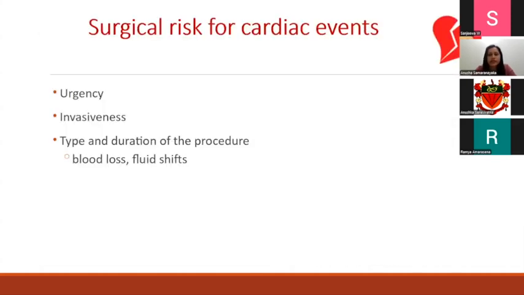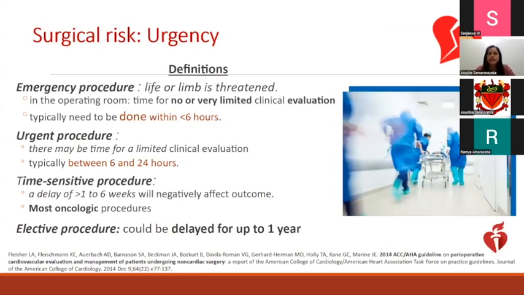And then surgical risk. The surgical risk is dependent on the urgency of surgery, the invasiveness of the surgery, and of course, the type of the surgery as well. Regarding the urgency of surgery, the American Heart Association guidelines give certain definitions. They categorize surgeries into 4 groups depending on the urgency: emergency surgeries, urgent surgeries, time-sensitive surgeries, and elective surgeries.